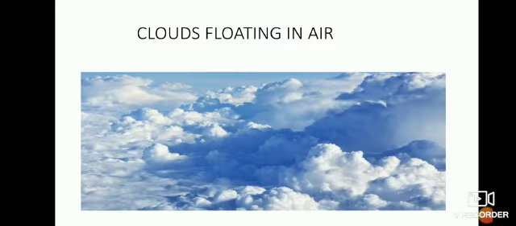As we move away from the surface of the earth, the air becomes cooler. Hence, when water vapor reaches higher levels, it condenses due to contact with cool air and forms small drops or water droplets. These tiny droplets remain floating in the air at higher levels of the atmosphere and appear as clouds.